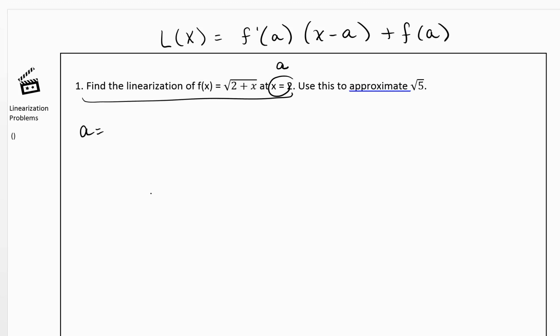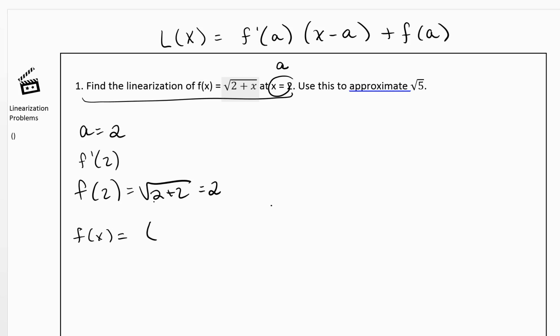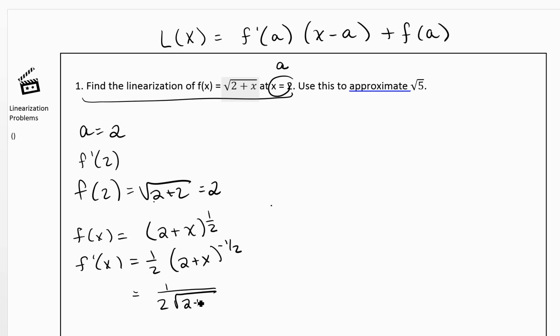So a equals 2, so that means we need f prime of 2 and we need f of 2. f of 2 would be the square root of 2 plus 2, which is the square root of 4, which is 2. Now, to find our derivative, this is 2 plus x to the 1/2, so our derivative is 1/2 times 2 plus x to the minus 1/2. We'd multiply by the derivative of the inside here, which is 1. So this would be 1 over 2 square root of 2 plus x.